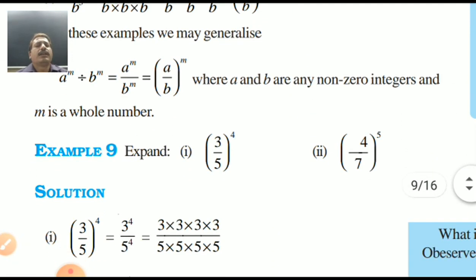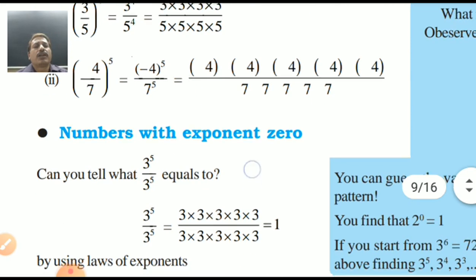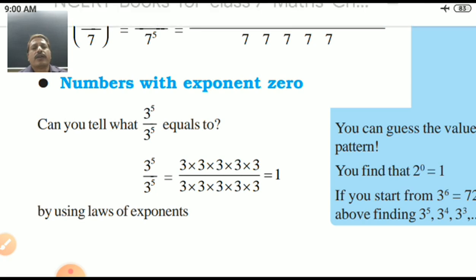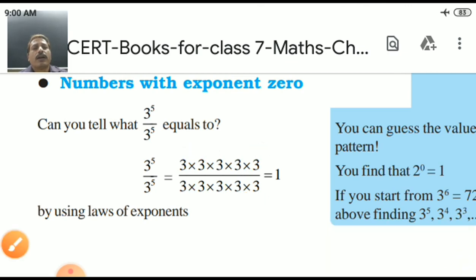Example number 9. Also here, number with exponent 0. When the exponent is 0, what happens, son? On both sides 0 will come. 5 minus 5, answer is 1. How is its answer 1? Very simple. 3, 3, 3, 3, 3, cut. All cut. 1, 1, 1, 1, 1, 1. 1 into 1 into 1, 1, 5. 1 by 1, 1. Answer is 1.